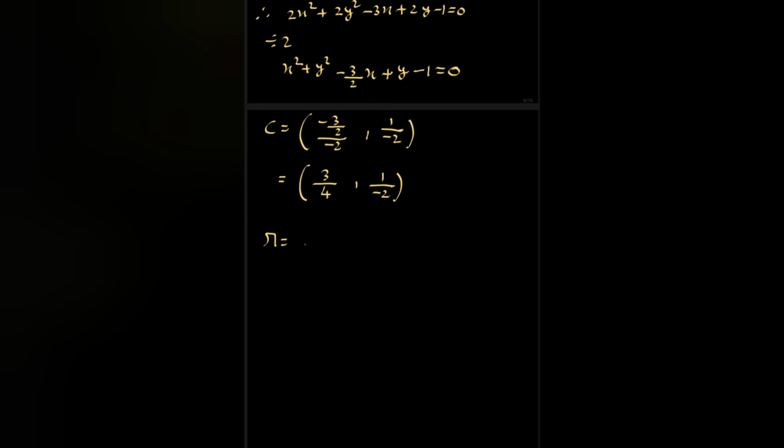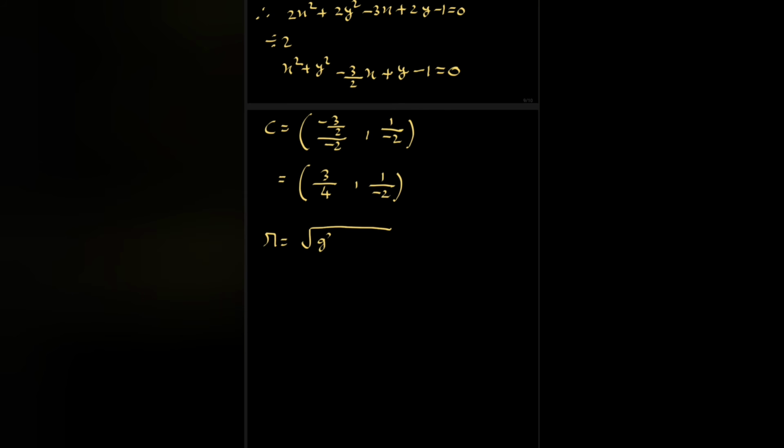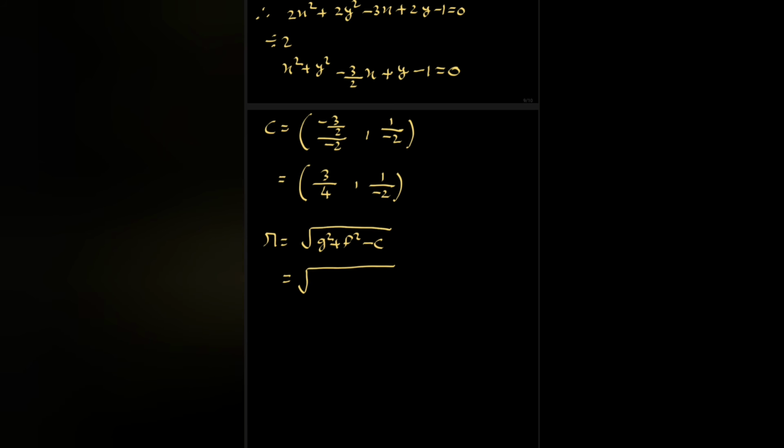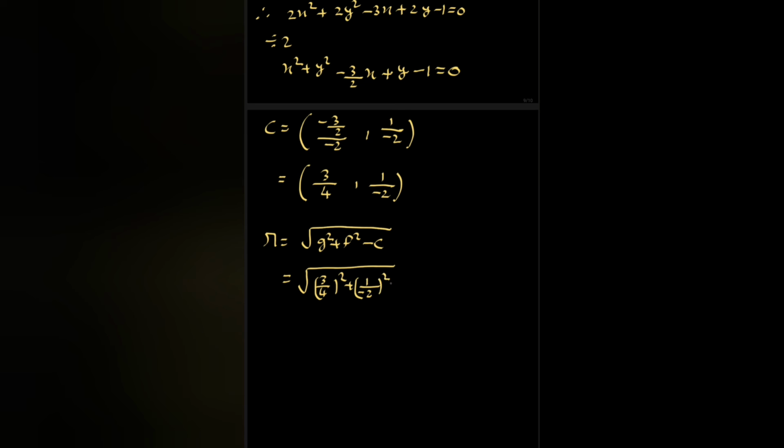So from the center we can find R. So what is R? It is root over g square plus f square minus c. So what is g square? (3 by 4) whole square plus (1 by -2) whole square. And what is c? 1. So minus of minus 1. So root over 9 by 16, that is 4 square, plus 1 by 4 plus 1. So what is the LCM?